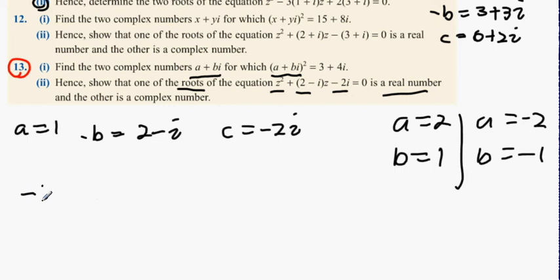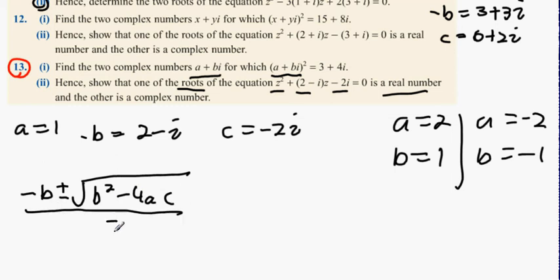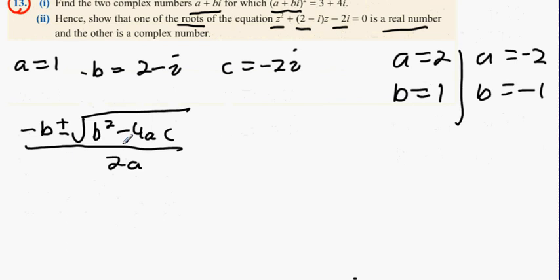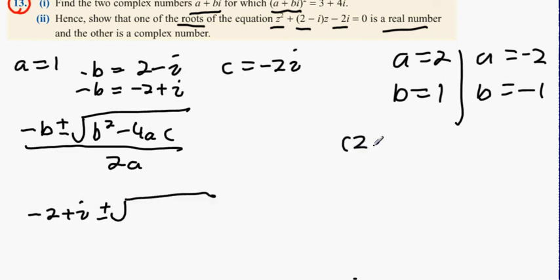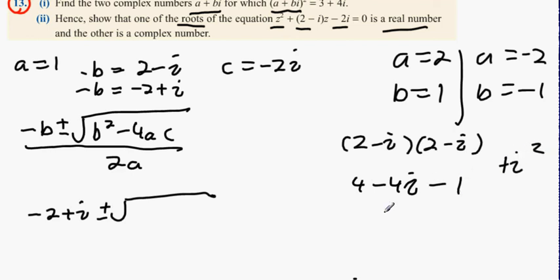Then we're going to jump into the quadratic formula: minus b plus or minus the square root of b squared minus 4ac all over 2a. So minus b is minus 2 plus i. So minus 2 plus i plus or minus the square root of b squared. B squared is (2 - i) multiplied by (2 - i), and that's going to get me 4 minus 4i plus i squared. Plus i squared is minus 1, so it's going to be 3 minus 4i. So 3 minus 4i in there.